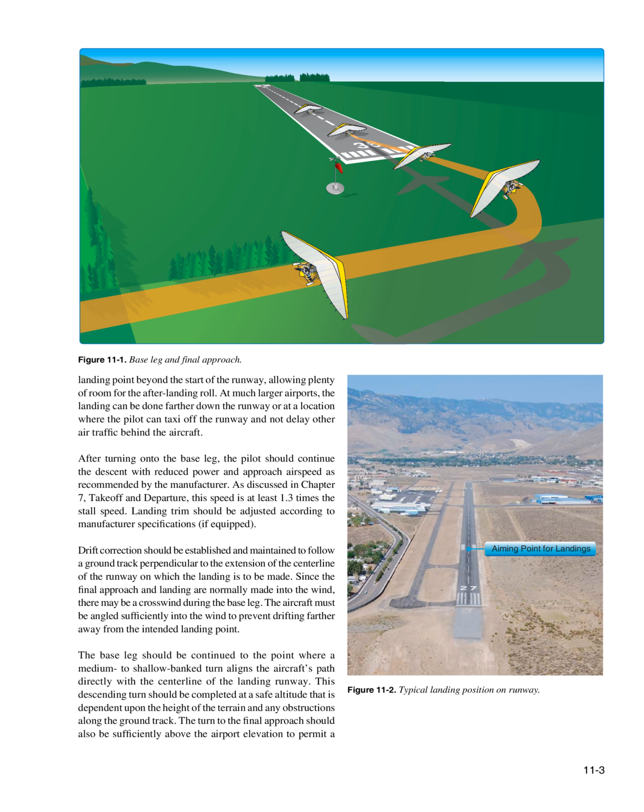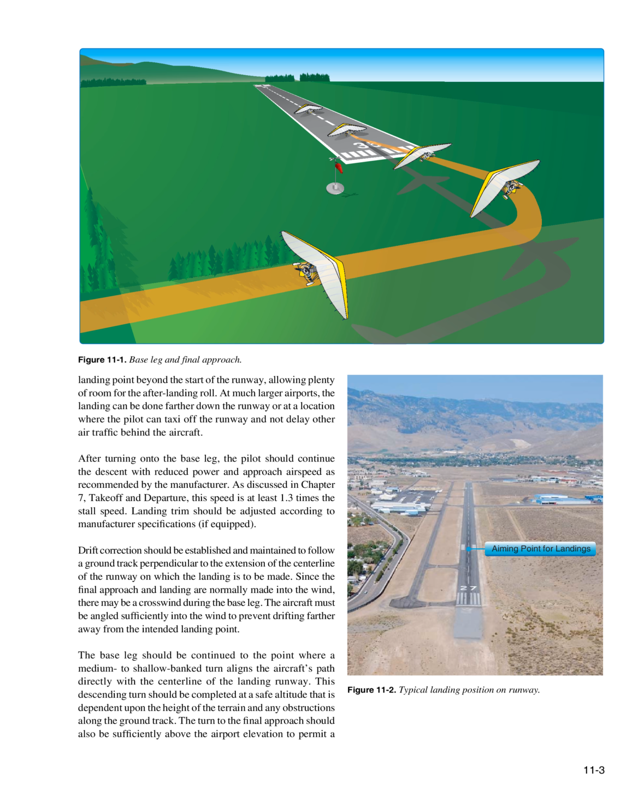Since the final approach and landing are normally made into the wind, there may be a crosswind during the base leg. The aircraft must be angled sufficiently into the wind to prevent drifting farther away from the intended landing point. The base leg should be continued to the point where a medium to shallow bank turn aligns the aircraft's path directly with the centerline of the landing runway. This descending turn should be completed at a safe altitude that is dependent upon the height of the terrain and any obstructions along the ground track.